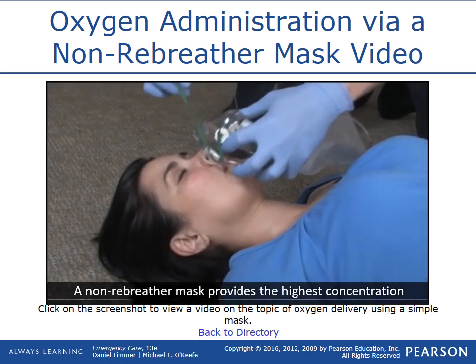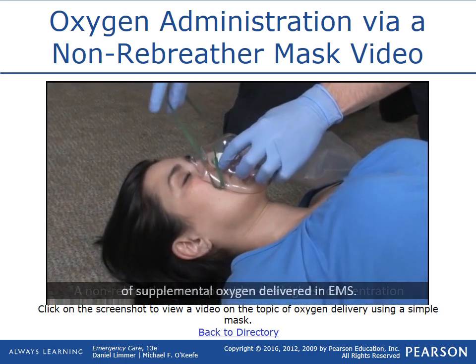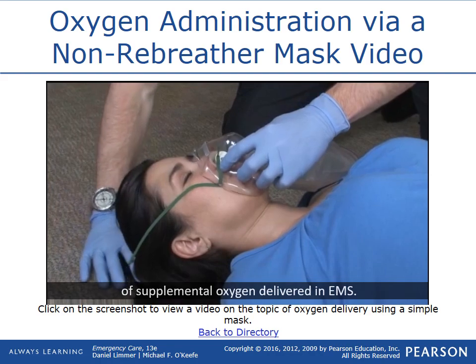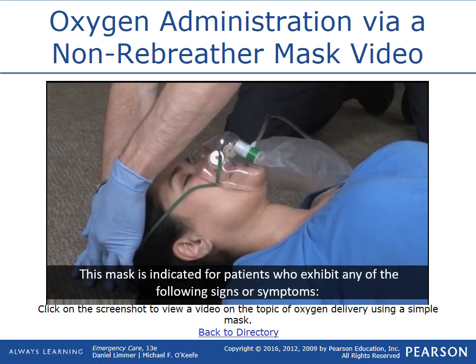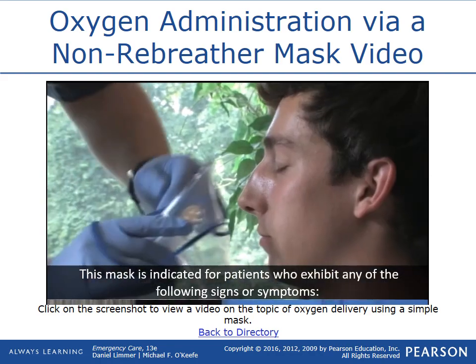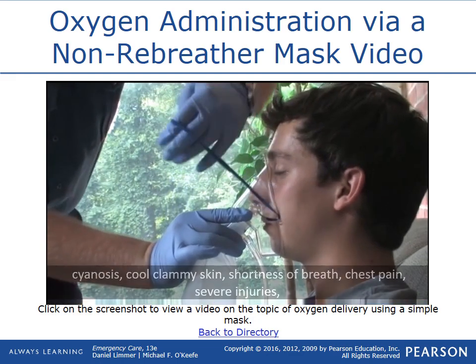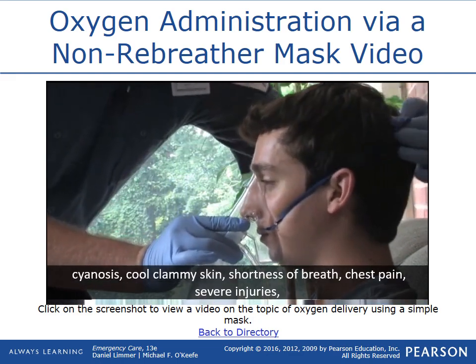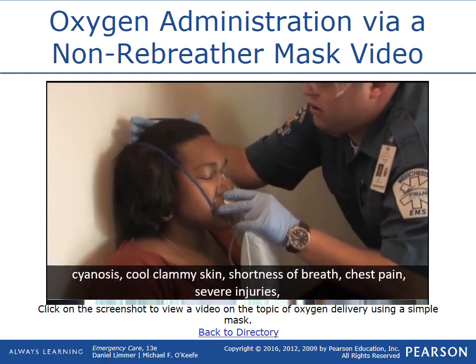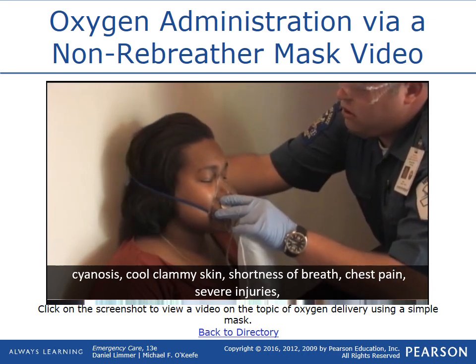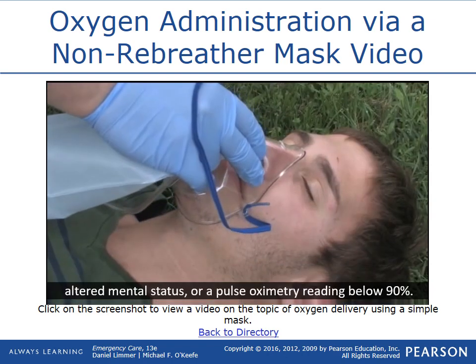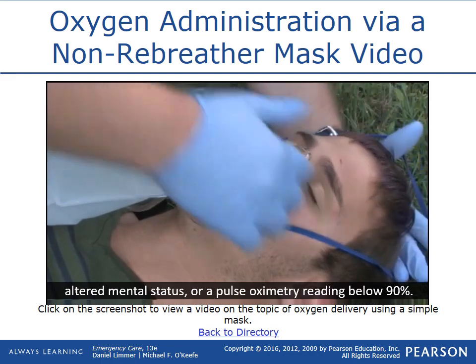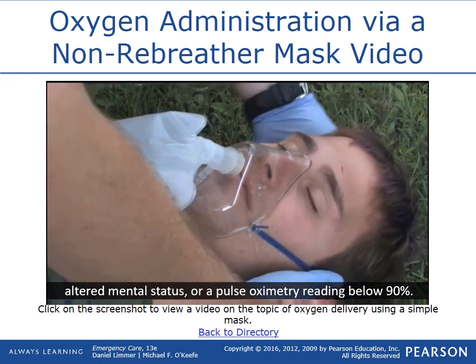A non-rebreather mask provides the highest concentration of supplemental oxygen delivered in EMS. This mask is indicated for patients who exhibit any of the following signs or symptoms: cyanosis, cool, clammy skin, shortness of breath, chest pain, severe injuries, altered mental status, or a pulse oximetry reading below 90%.